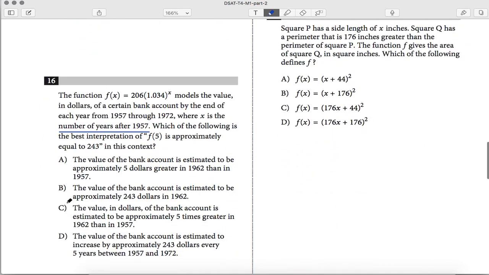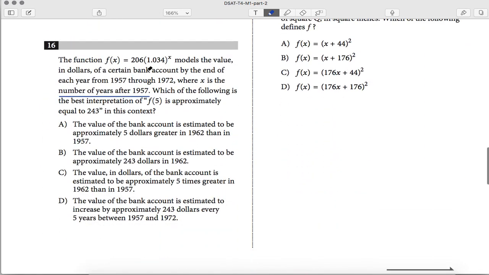Next question. Number 16. Here's an exponential question, an exponential model. Function f of x equals 206 times 1.034 to the x power models the value in dollars of a certain bank account by the end of each year from 1957 through 1972, where x is the number of years after 1957. Which of the following is the best interpretation of f of 5? F of 5 is approximately equal to 243 in this context.